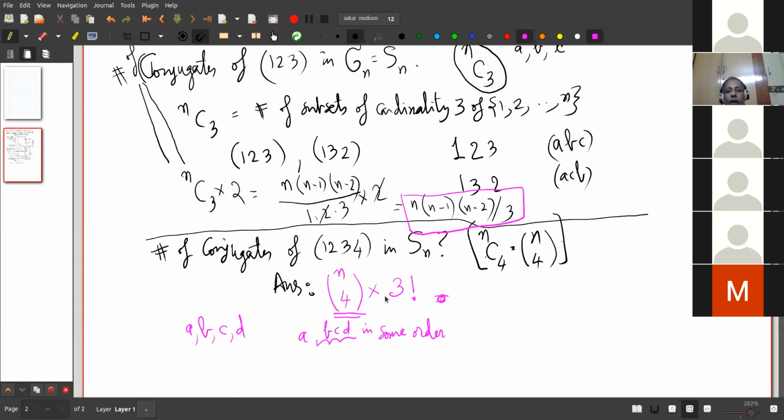So let me leave it like this. Yeah, just let me leave it like this. Okay, you can simplify this, but it doesn't matter.